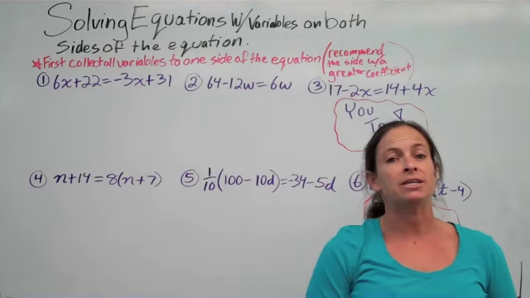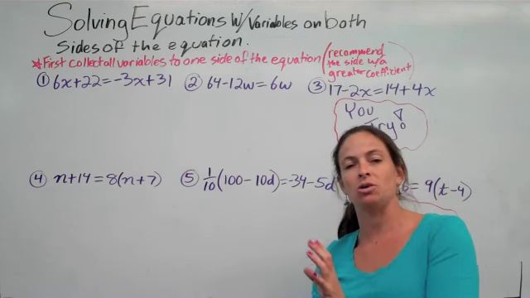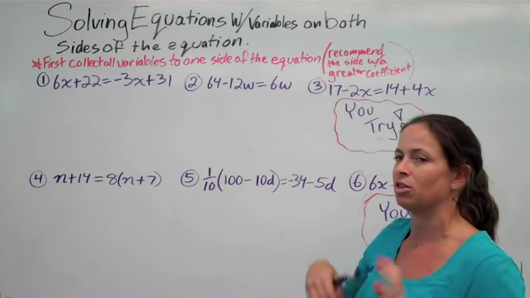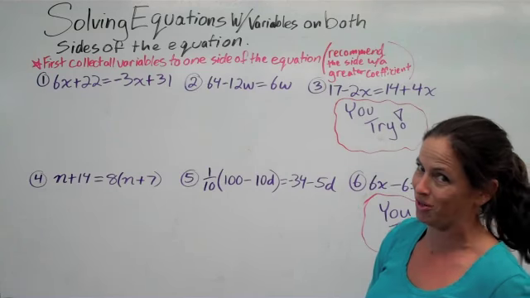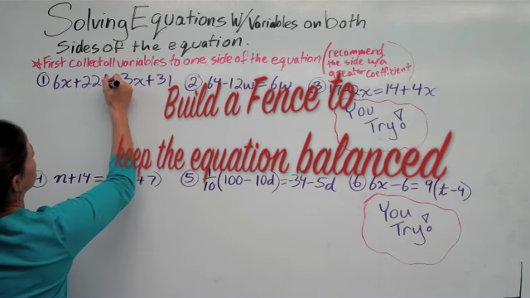So we're just going to practice some examples. You have a variable on both sides of the equation, so your goal is to get the variables all to one side of the equation, and then you're going to continue with our 3 simple steps to solve all equations. All right, I'm going to start with building a fence like usual.